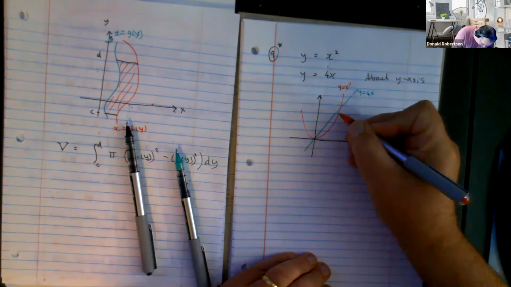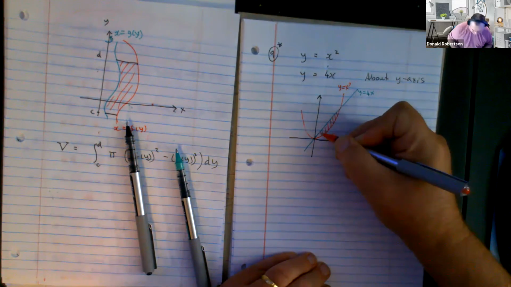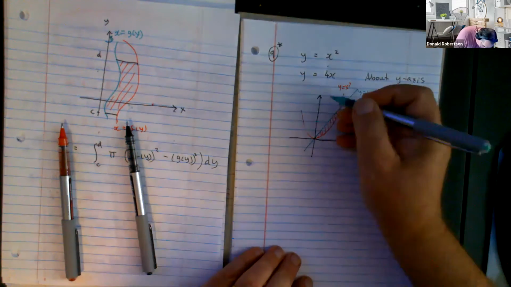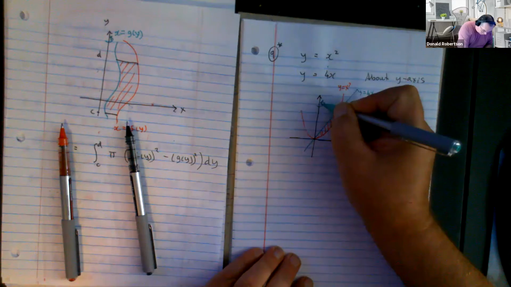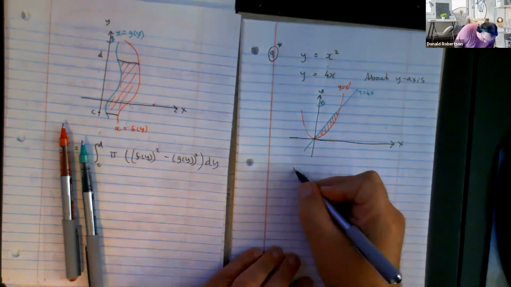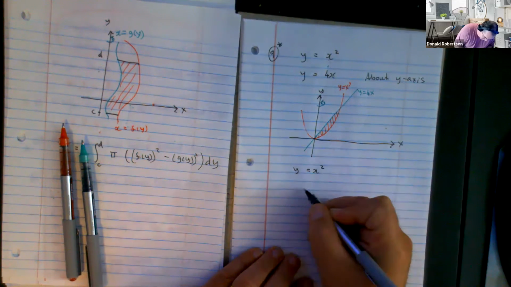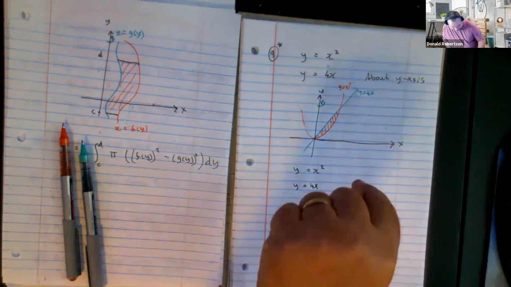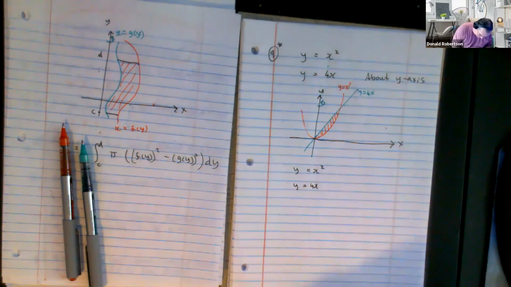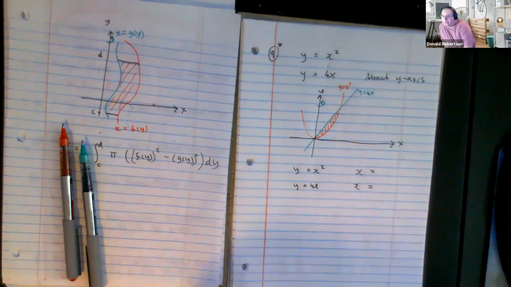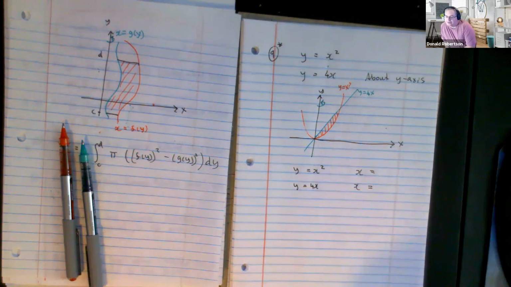And so I can see the area that's to be rotated, but now it's going to be rotated about the y-axis, which means we have an issue. Shouldn't these guys be written that way, as x is a function of y? So here's my volume.